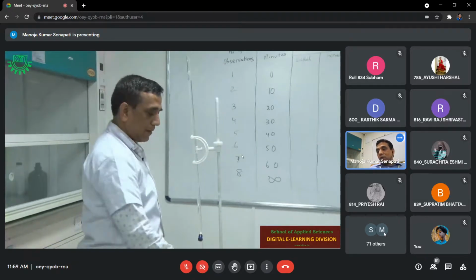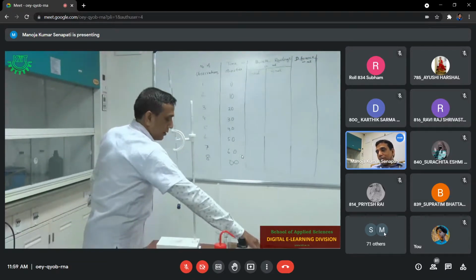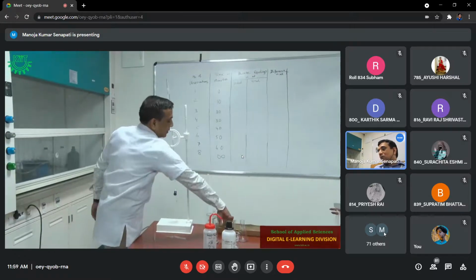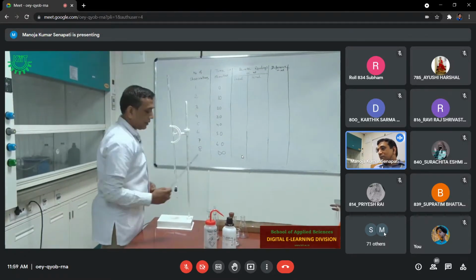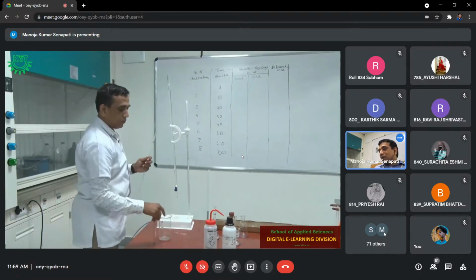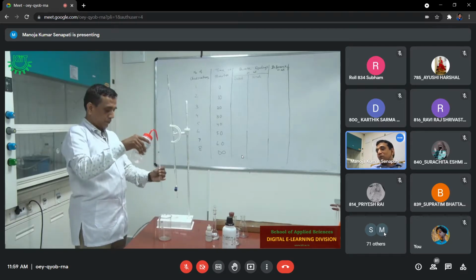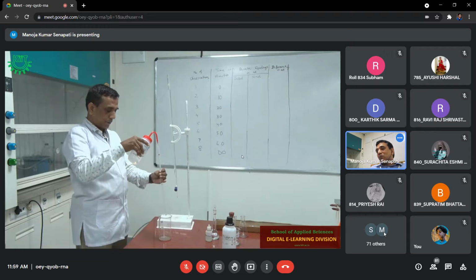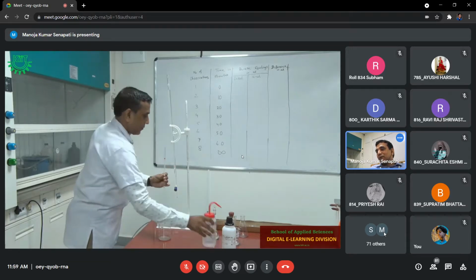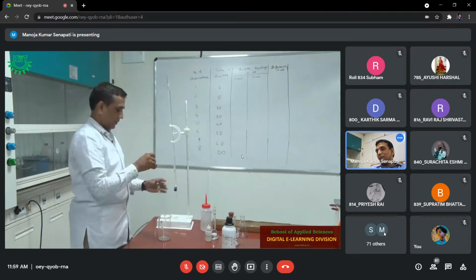So now burette work is over. Now we have to rinse the pipette. The 10 ml pipette, you forget about the 20 ml pipette. I will tell you what is the function of the 20 ml pipette. So you wash the pipette first. We are using a 10 ml pipette.